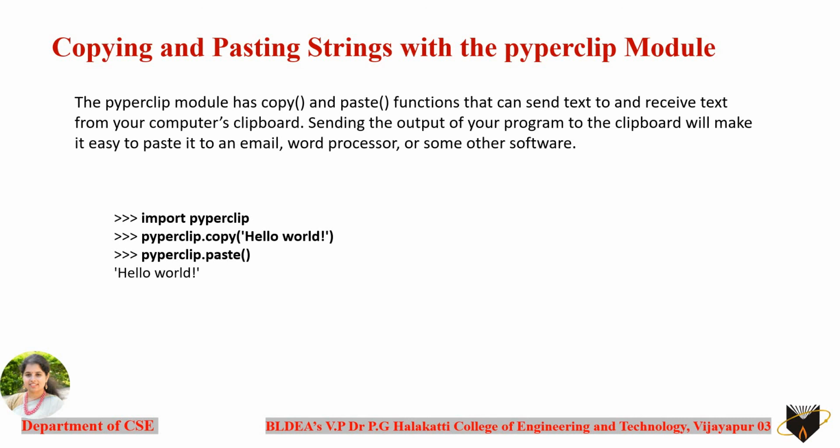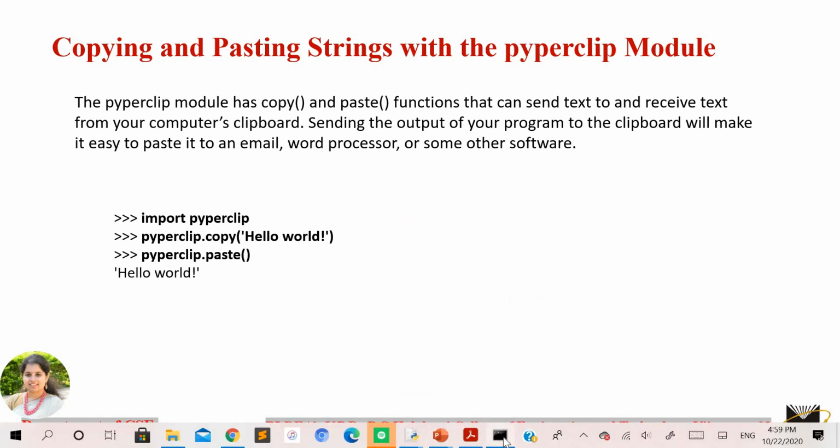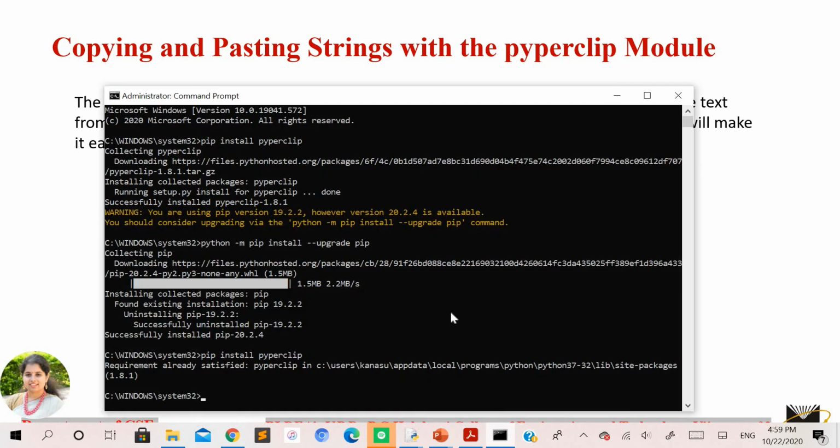Now coming to one more module from this chapter, the pyperclip module, which is used for copying and pasting from the keyboard through the program. For that, first you need to install this pyperclip module. To install it, you need to open the command prompt as an administrator in your system. I have already installed it, so I'm just going to show you here.